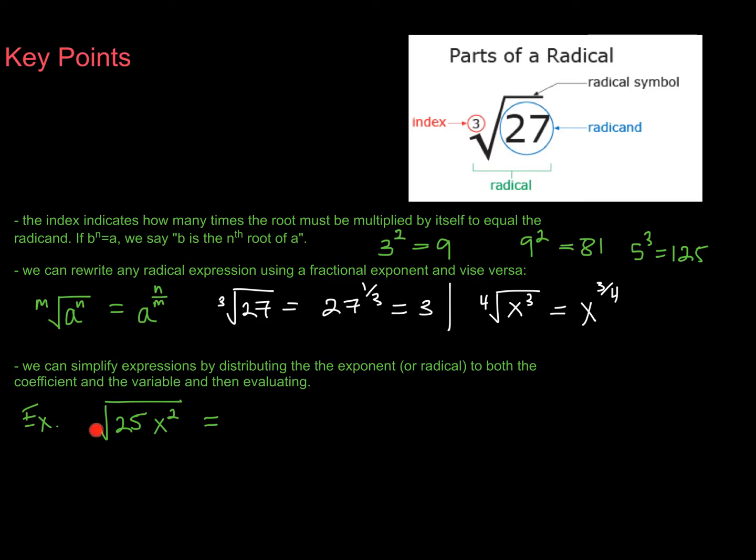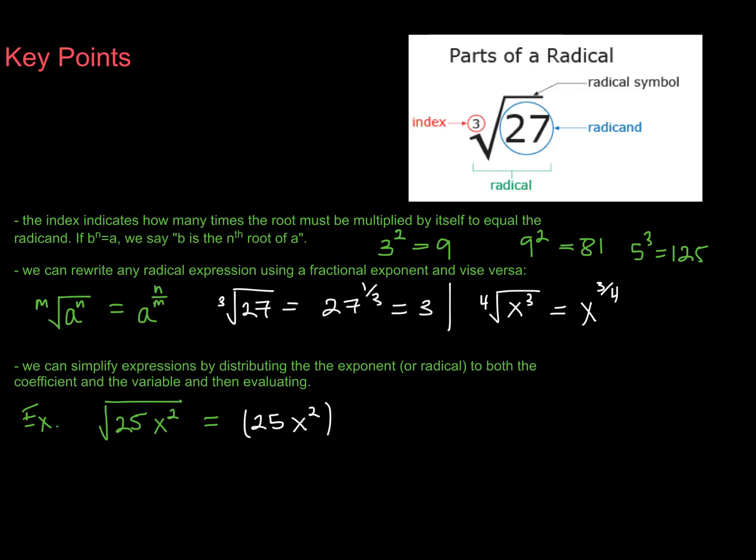So here we have this expression. It's the square root of 25 times x squared. Now, let's rewrite this as an expression with an exponent instead of a radical. So why don't you try that using what we just discussed in the second key point here.